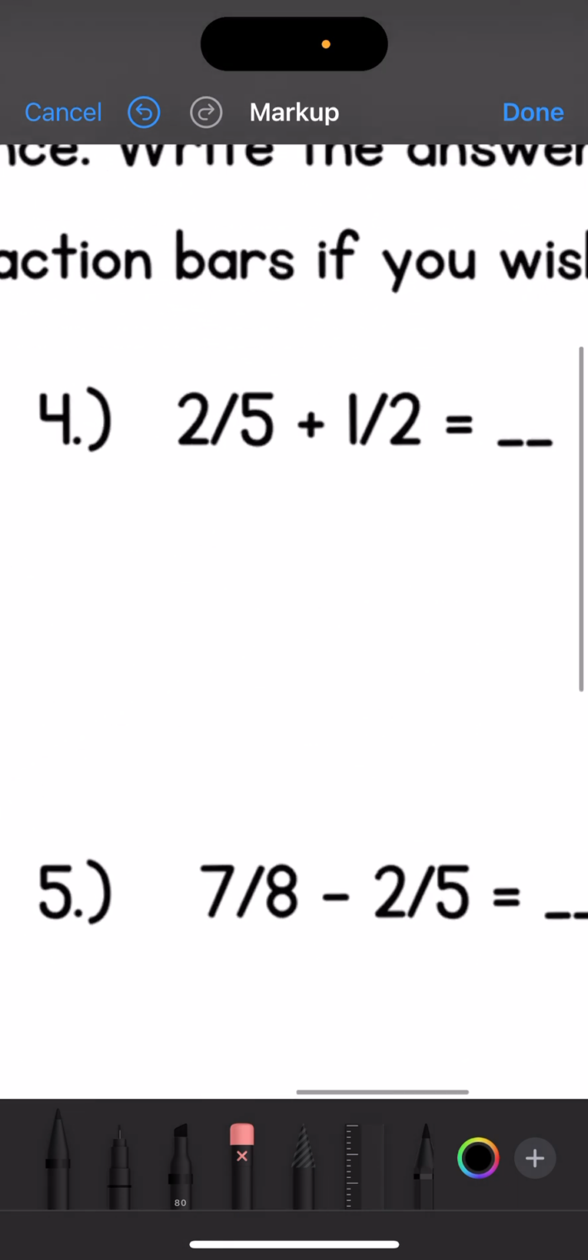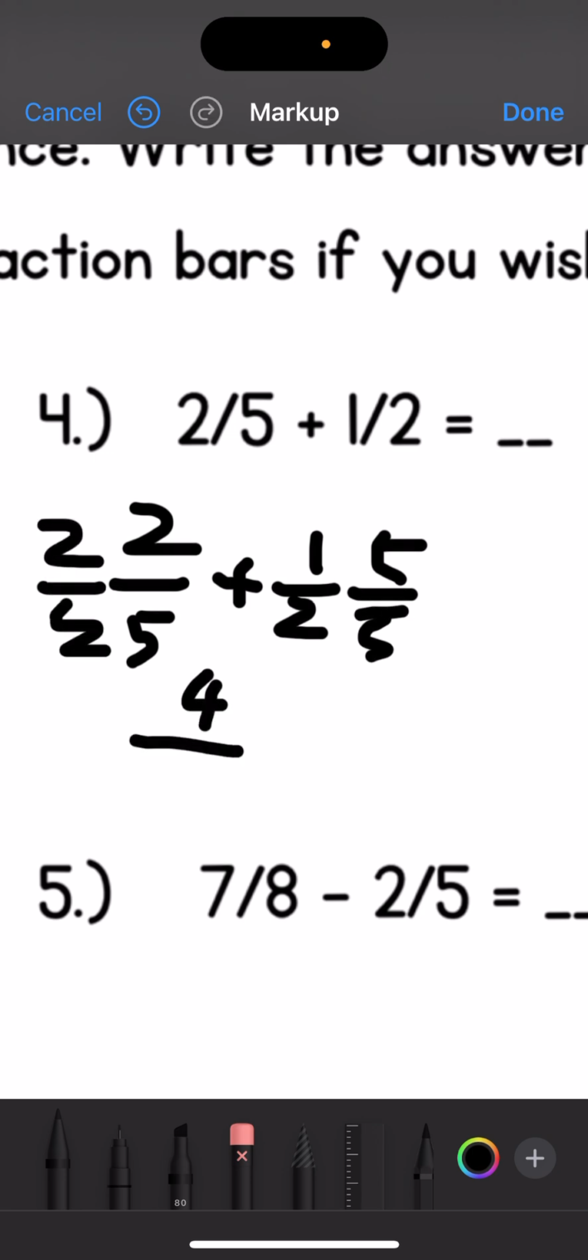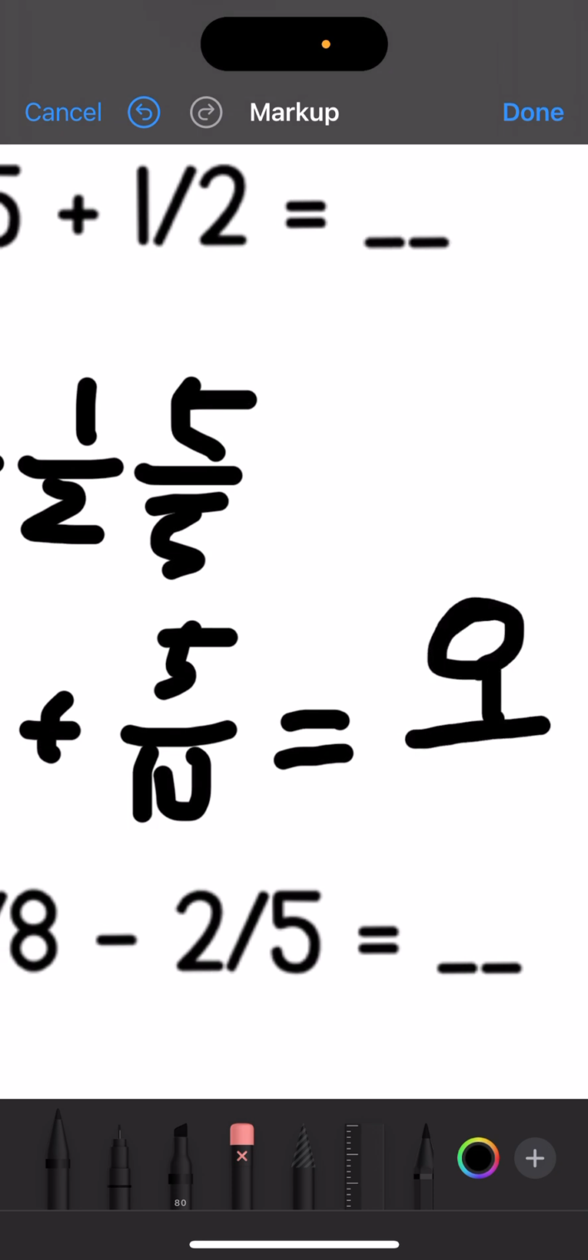Number 4, 2/5 plus 1/2. We're going to do the same thing. Multiply both sides by the other one. So this gives us 4 over 10 plus 5 over 10. And the answer of this will be 9 over 10.